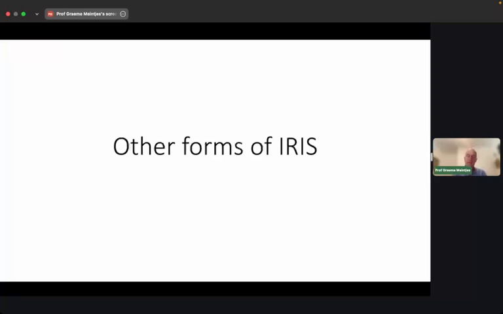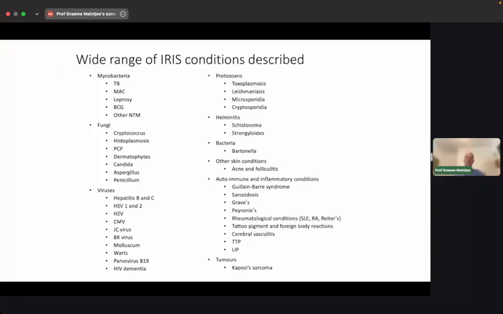In the last few slides, I just want to mention that we do encounter other forms of IRIS in the context of HIV and starting ARVs. And you can see that this slide just summarizes a wide range of IRIS conditions that have been described in patients with HIV starting ART. IRIS has been described in relation to mycobacteria. I've spoken about TB, but also Mycobacterium avium complex, leprosy. In young children, they can develop IRIS targeted at their BCG vaccination site and the associated lymph nodes.